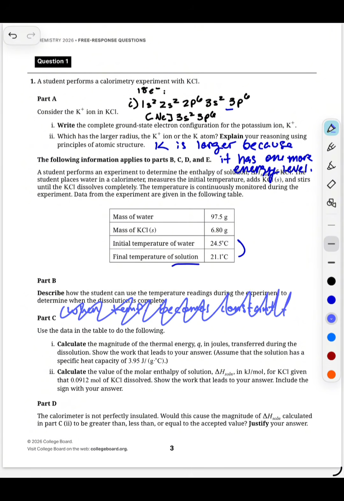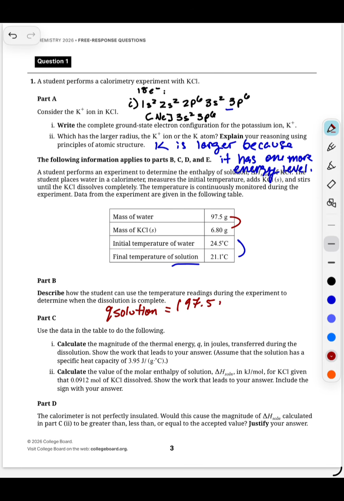So we're going to use our Q equals MC delta T equation. We're calculating Q of the solution. We need the mass of the solution, which means that we now have to take both of these into account. It can't just be one of the two. So in our setup here, we have the 97.5 plus the 6.80 multiplied by the given heat capacity, which is here, the 3.95. And then we have our change in temperature. Let me just make some space here.